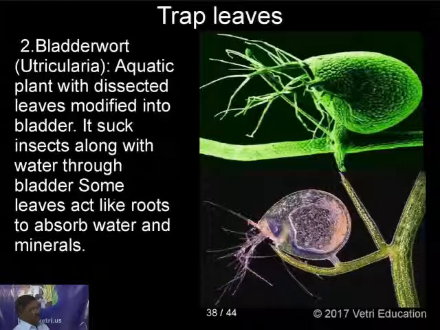a number of tentacles, and some tentacles are facing towards inside. So along with water, it sucks in the insect, digests it and sends out the remaining water, absorbing water and minerals. So this is a bladderwort where the leaves are modified into bladders. This is called bladderwort. Actually it is Utricularia. The plant name is Utricularia.